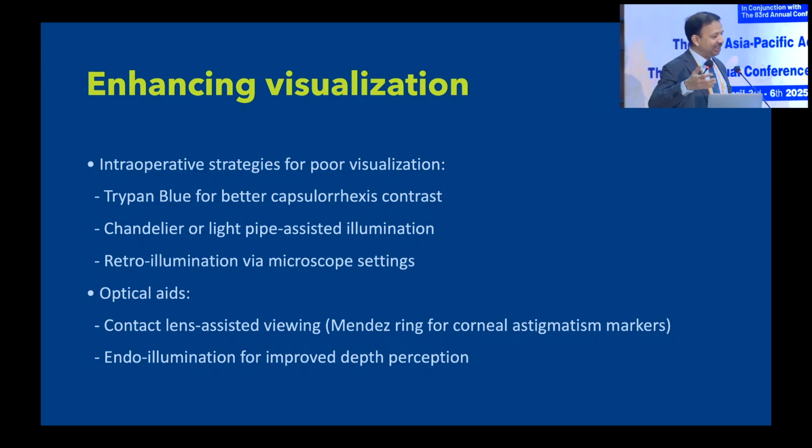I put viscoelastic and then I put the contact lens on the surface, and even through that corneal haze, suddenly I find that my visualization is better because the front surface becomes very smooth. And having good retroillumination is also great. You can use even chandelier or light pipe illumination. So having that, like a forced red glow, you can call it when you put a chandelier. Or if you use a light pipe, you switch off the microscope light and use the tangential light to try and get that.